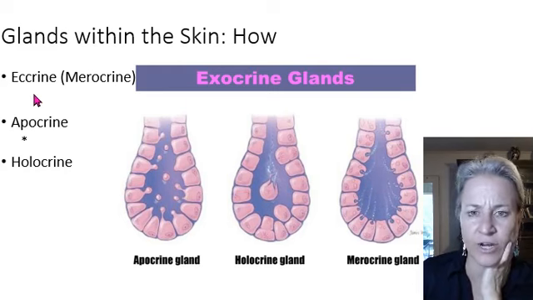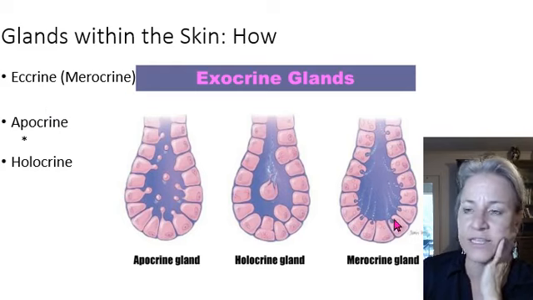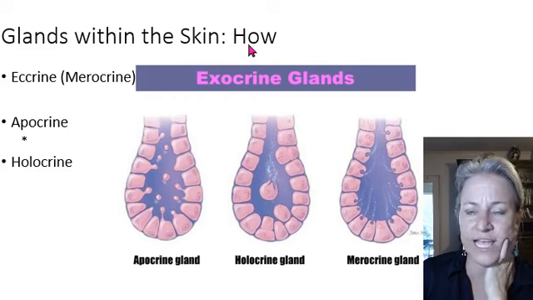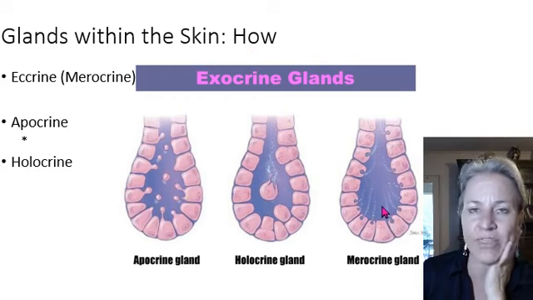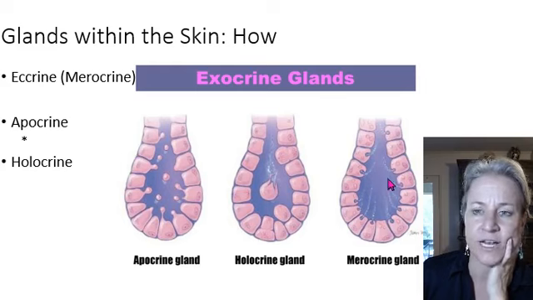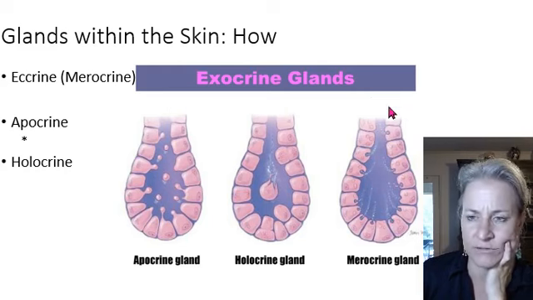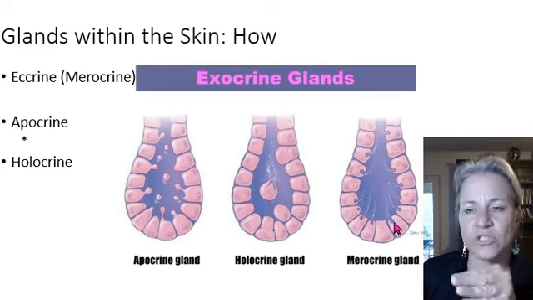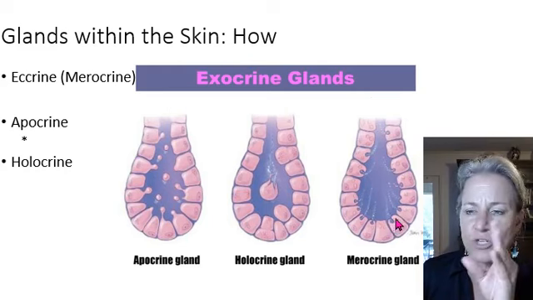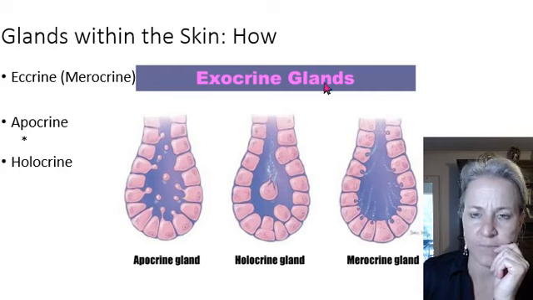Let's talk about these glands. The eccrine, sometimes referred to as merocrine gland: how does it secrete? The method in which the eccrine or merocrine gland secretes is just normal secretion through a duct. It has these little secretory vesicles, and it's just regular normal secretion through a duct.